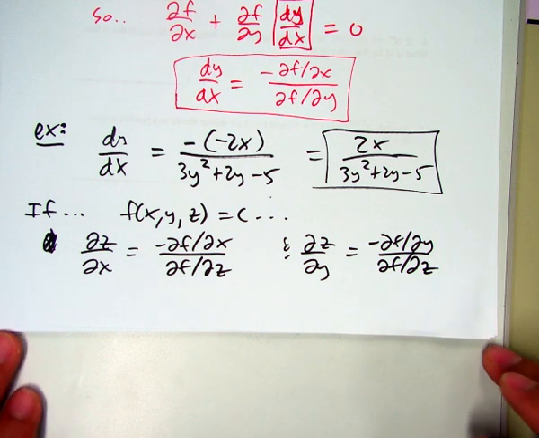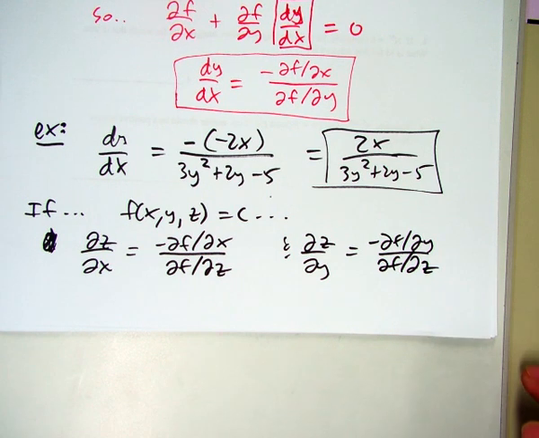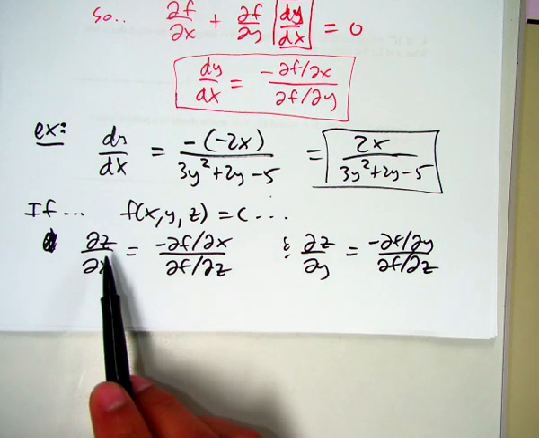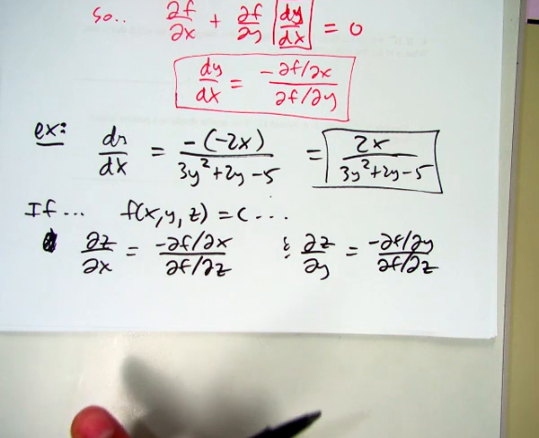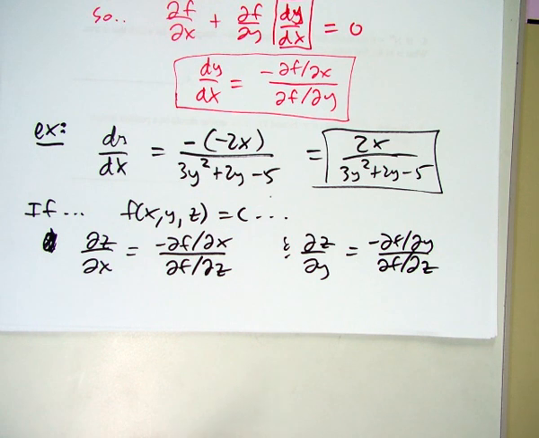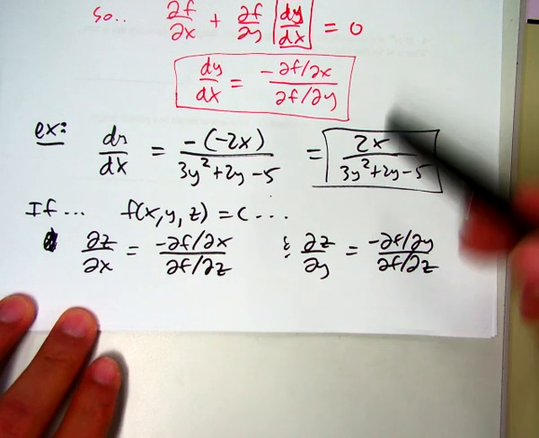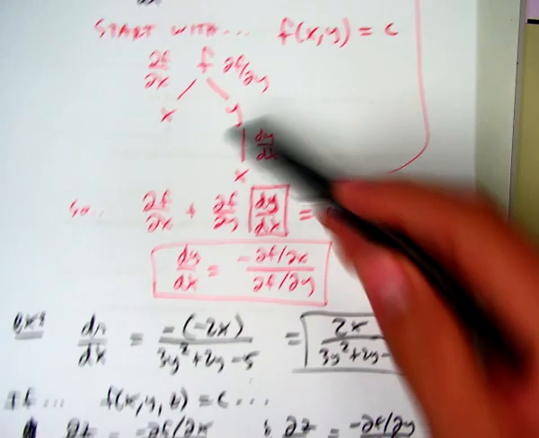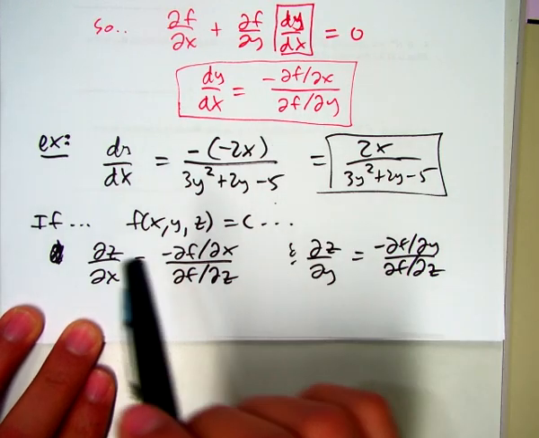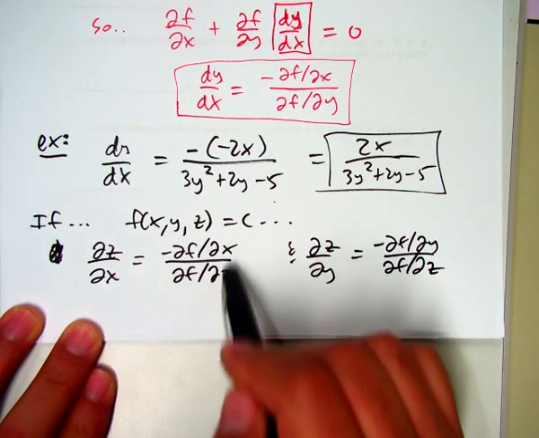Is it partial z, partial x, or dz/dx? It's partial z, partial x, because now z is defined in terms of x and y. I'm not going to do it now because it's the same idea, and then isolate the derivative that we want. These are the formulas that we would obtain.